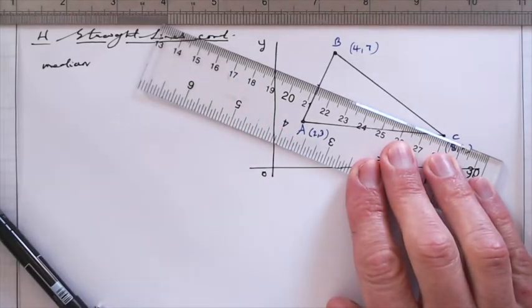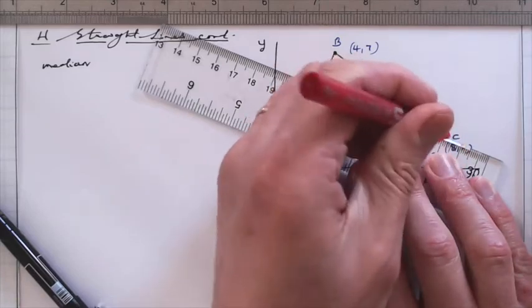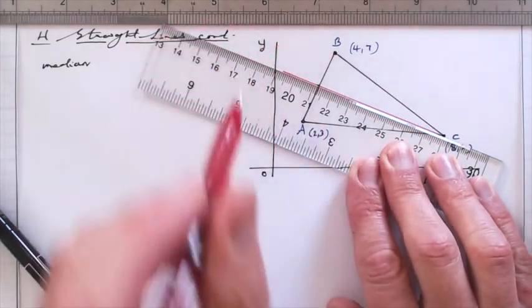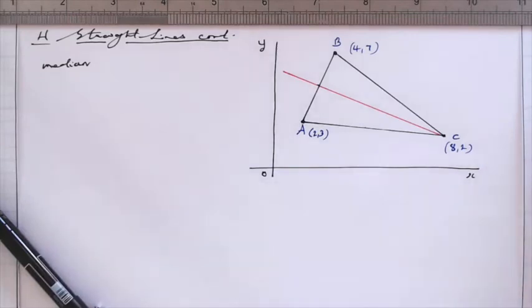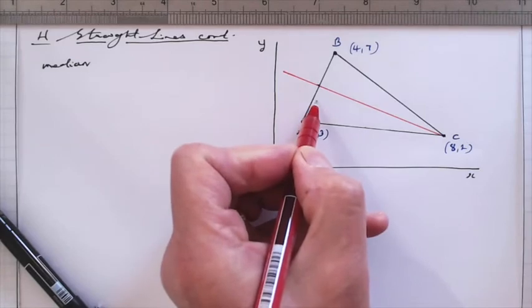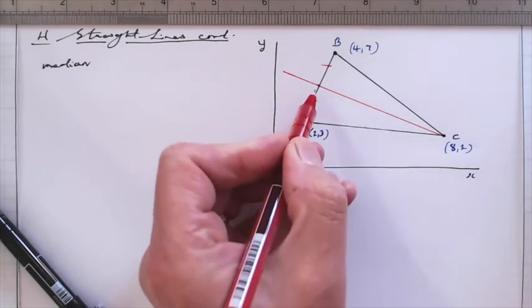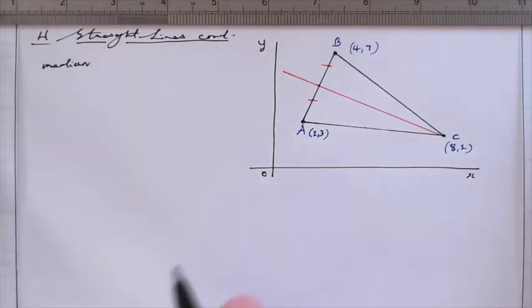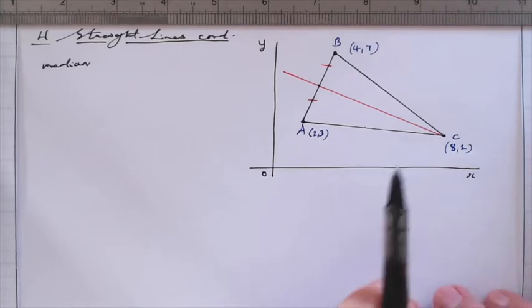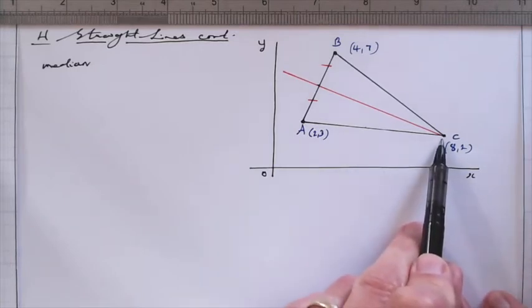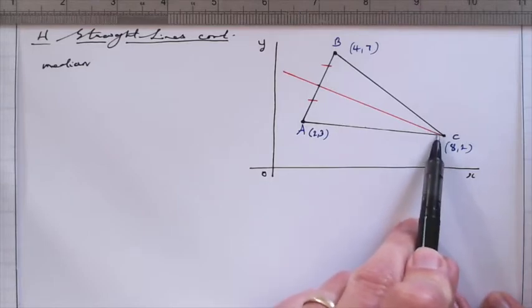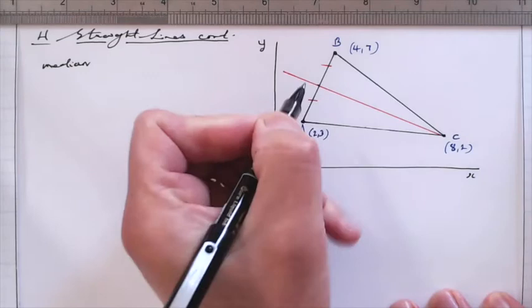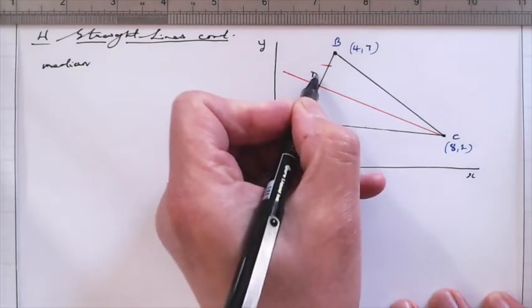Let me draw that in red to distinguish it. So there's the median from C going through the line AB. And just to indicate that it's the median, I'm going to put those little dashes there to indicate that we have bisected the line AB. Right, our job is to calculate the equation of the straight line of this median from vertex C. Let's call this midpoint here D, actually, okay?